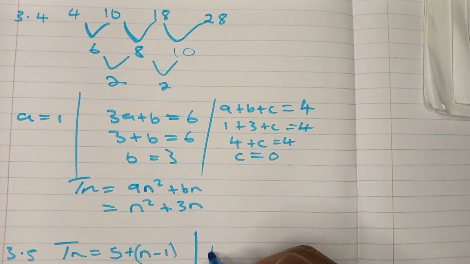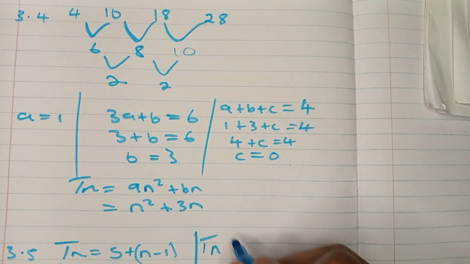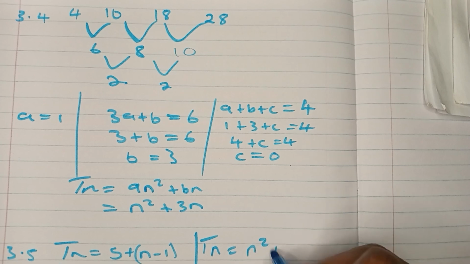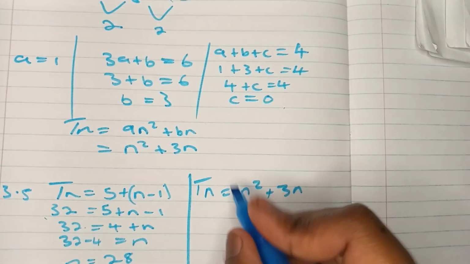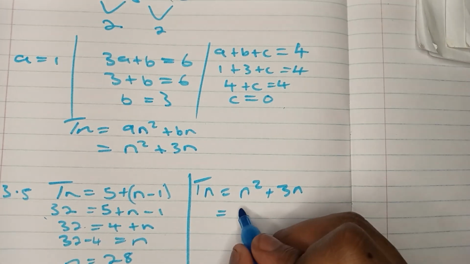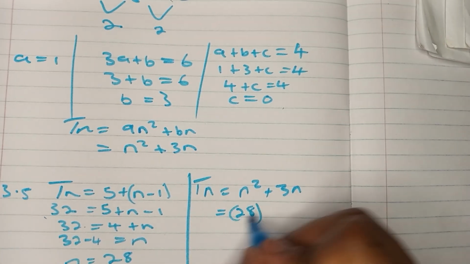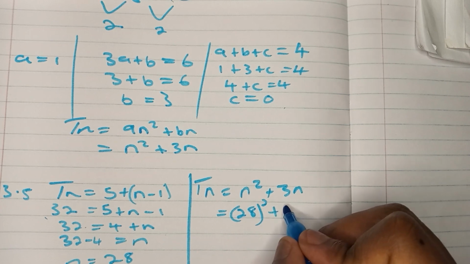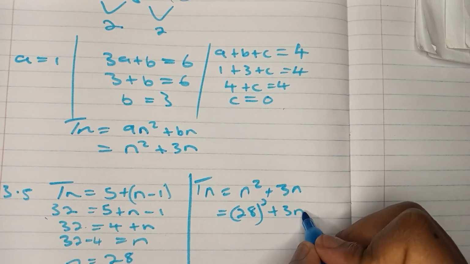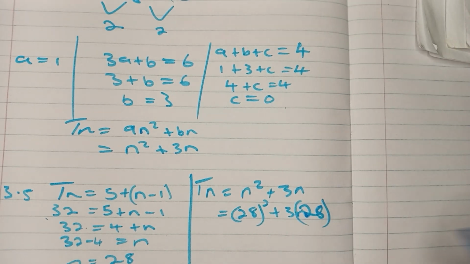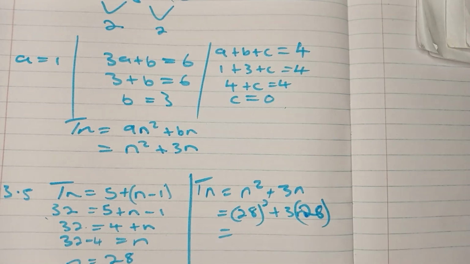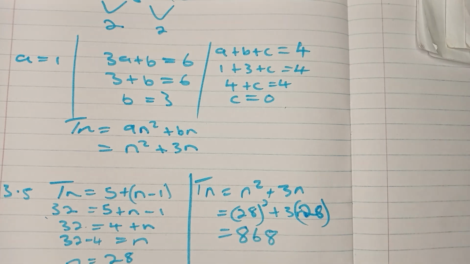So we have Tn is equal to n squared plus 3n. All right, let me go up a bit. So we are going to say 28 squared plus 3 times 28. So this was 28. So we are now going to type this in the calculator, and this is your answer.